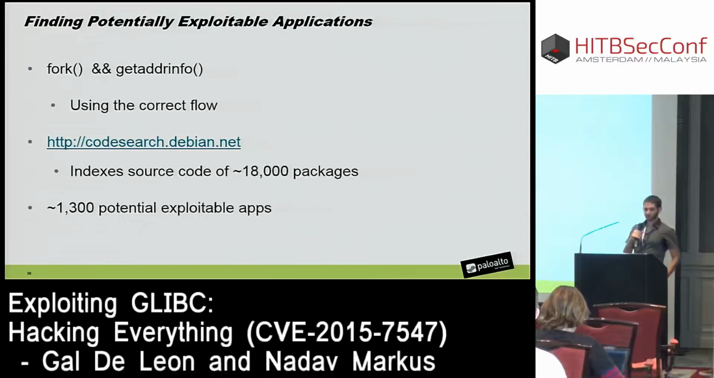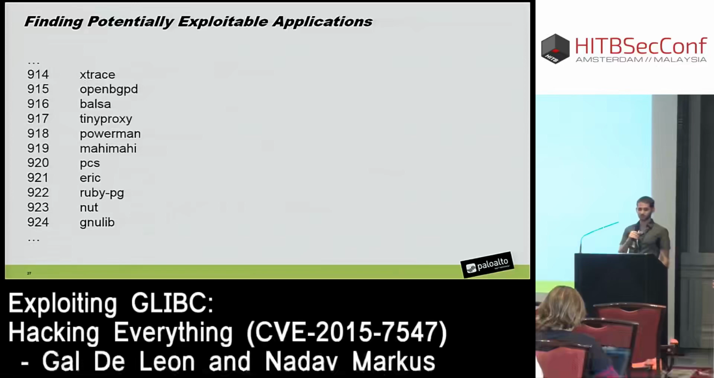So we searched codesearch.debian.net, which indexes the source code of around 18,000 packages. Intersecting the requirement for both fork and getaddrinfo, we remained with 1,300 potentially exploitable applications. So Gal and I were faced with this really boring and long list of applications to go over their source code and inspect. But then a specific application caught our eye, and I want to show you why.